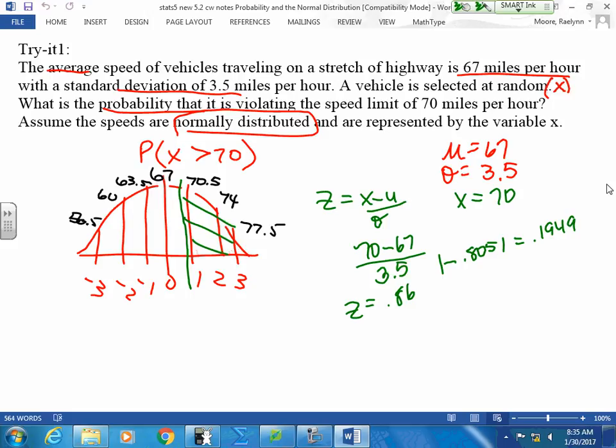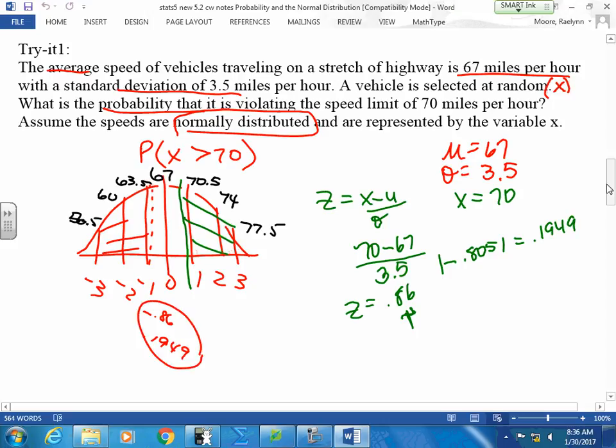Another way to look this up is how? How could I have looked that up? Negative 0.86. And my area to the left should be the same thing, shouldn't it? My answer is still 0.86, but my area for this would come out like that.